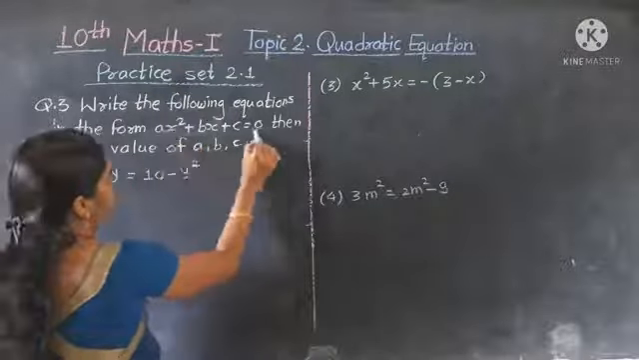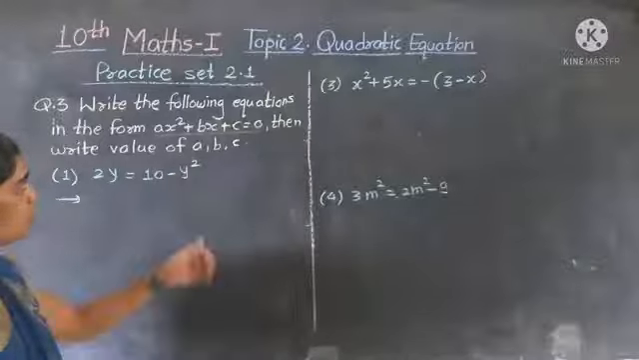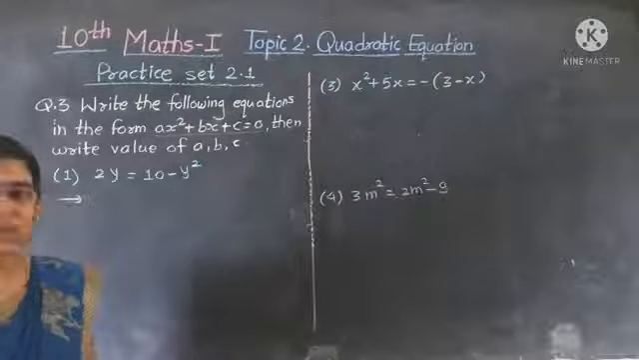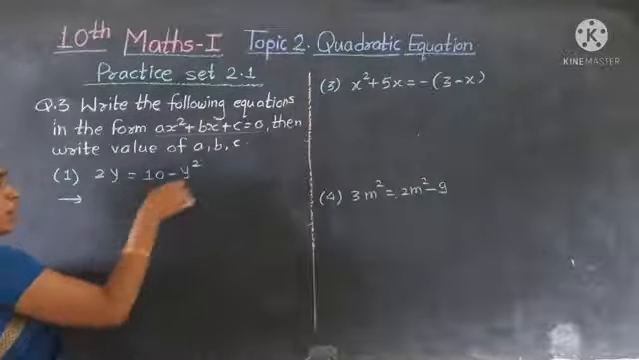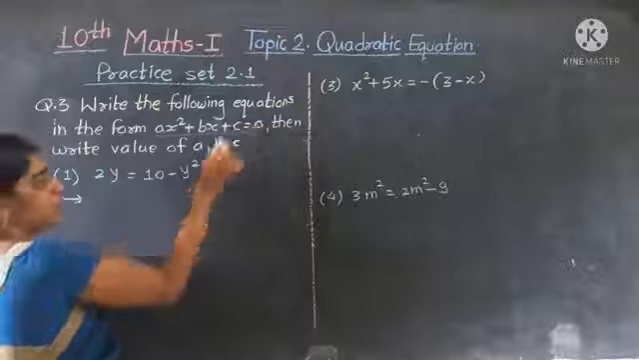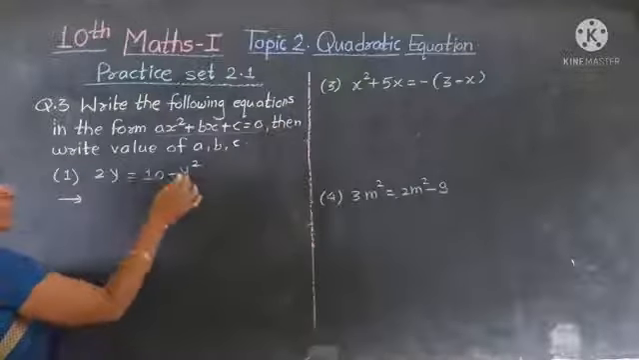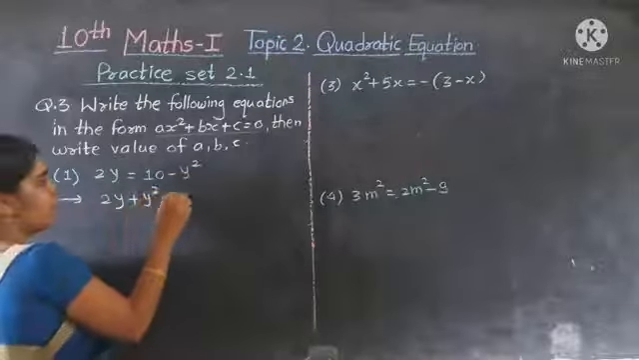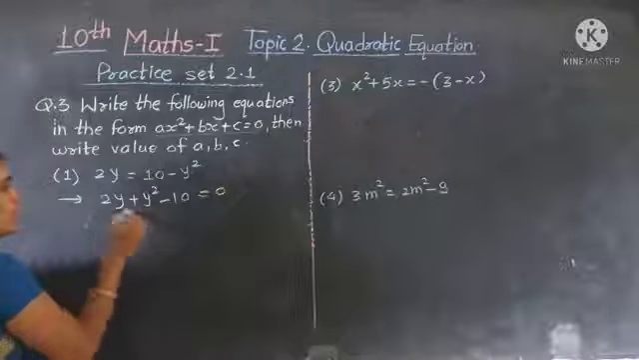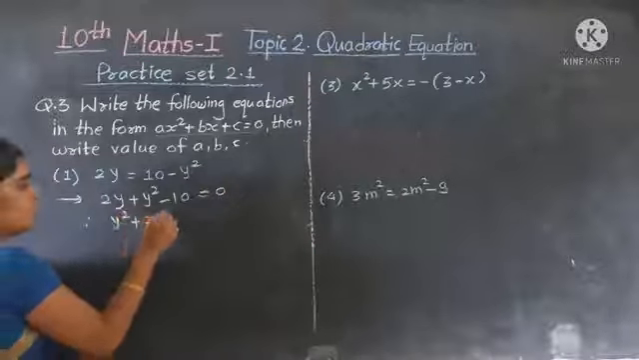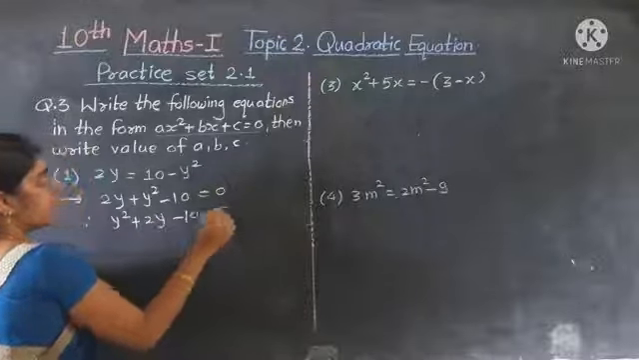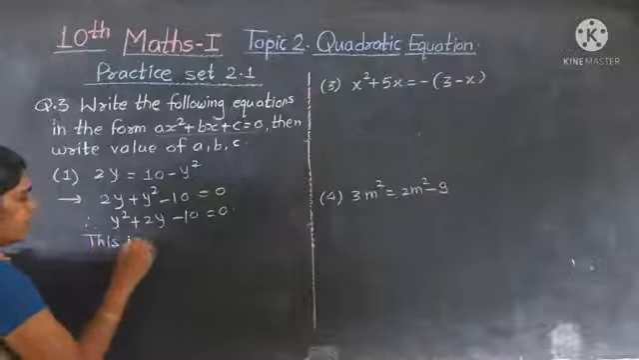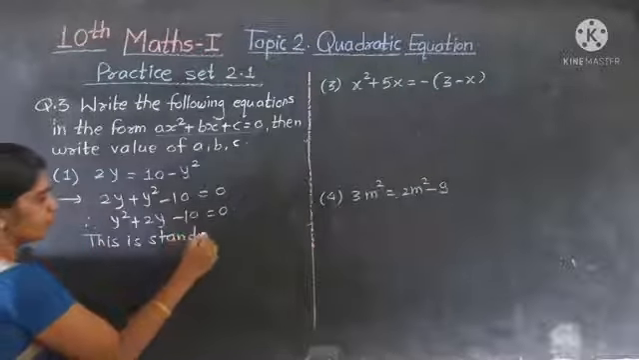See, we have to write in the form ax square plus bx plus c is equal to 0. We call this the standard form or general form of a quadratic equation. So first, take everything to the LHS. RHS will be 0. So we get 2y, take here plus y square minus 10 is equal to 0. That is, we write y square plus 2y minus 10 is equal to 0. This is the standard form.